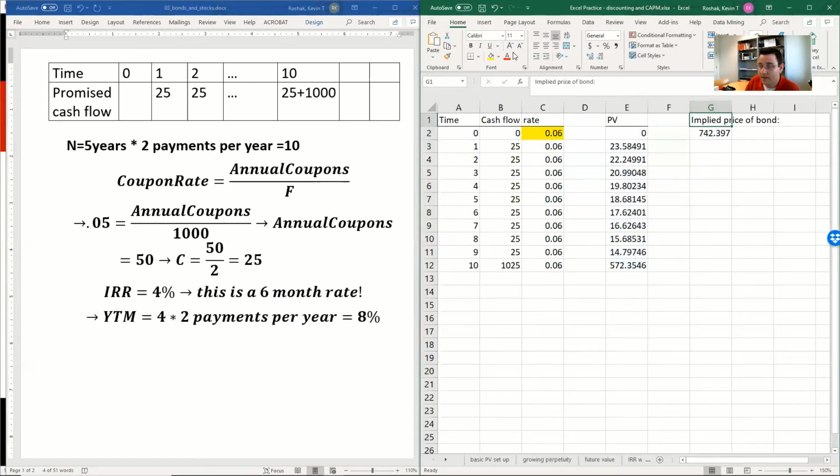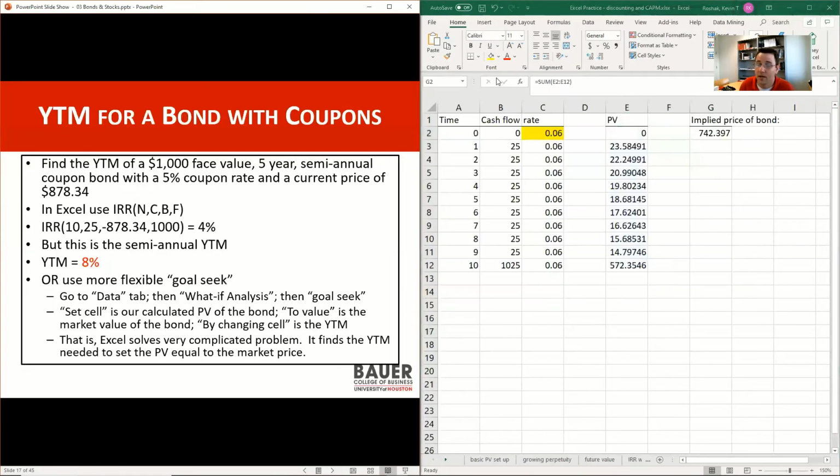Now, what's wrong about this? Well, what's wrong is the price, right? We were guessing on the rate, and the rate would imply a price of $742. But if we go back to the slides, we already know the price. The price is $878. So I can write that here. The true price of the bond, that's just given in the problem, is $878.34. So the problem is these two numbers are not the same. We guessed, and when we guess a rate, we get a price of $742, but we know that the true price is $878. So that means that our guess was wrong.